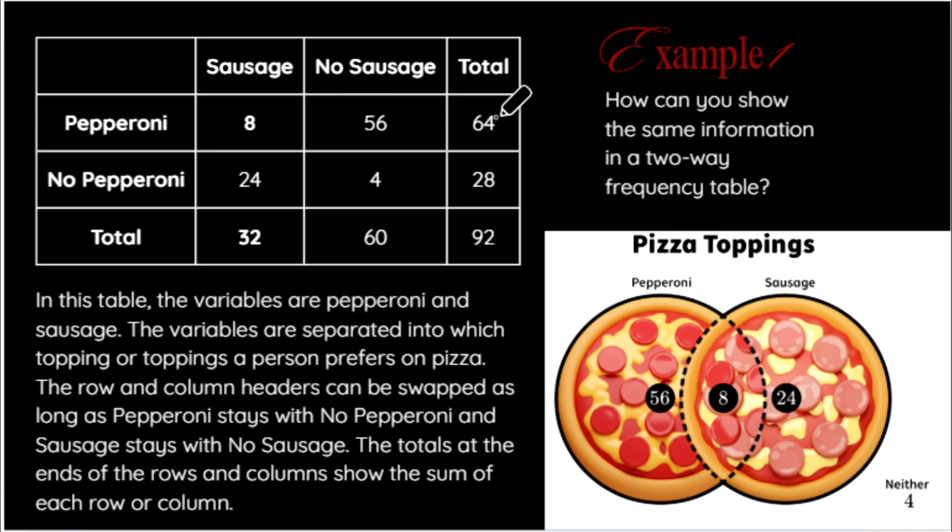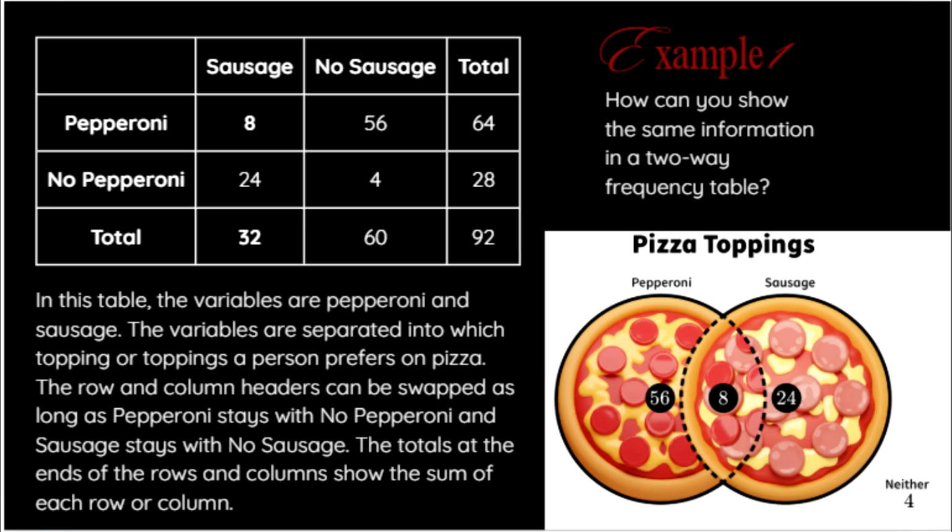In this table, the variables are pepperoni and sausage. The variables are separated into which topping or toppings a person prefers on pizza. The row and column headers can be swapped as long as pepperoni stays with no pepperoni and sausage stays with no sausage. So you could have the pepperoni ones up here and the sausage ones over here, and that would be fine, but they have to stay together. It has to be sausage and no sausage, pepperoni and no pepperoni. You can't put sausage, pepperoni. That doesn't work.